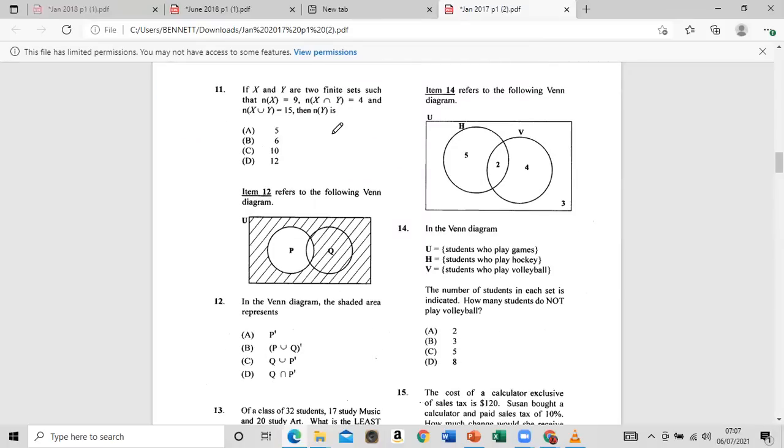All right. If X and Y are two finite sets such that the number in X is equal to 9, the number in X intersect Y is equal to 4, and X union Y is equal to 15. Let's draw it, guys.